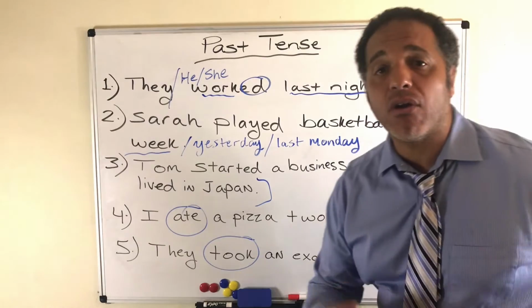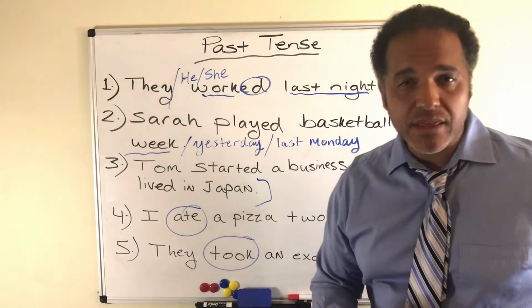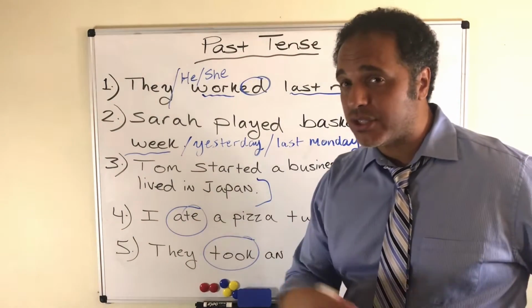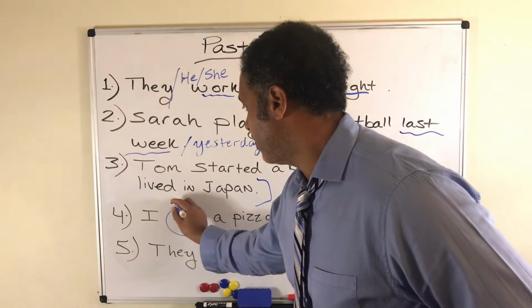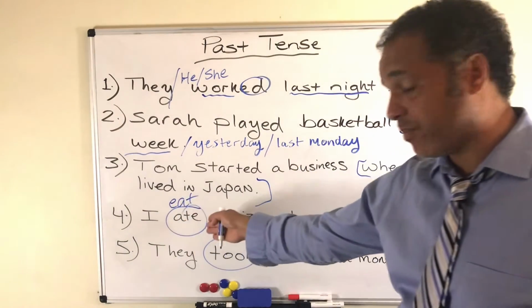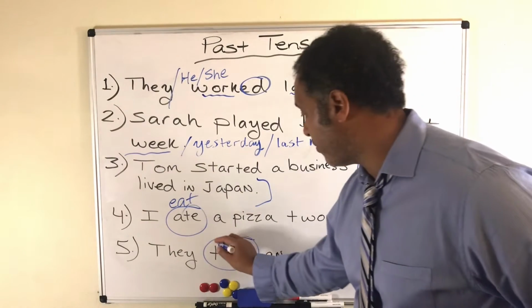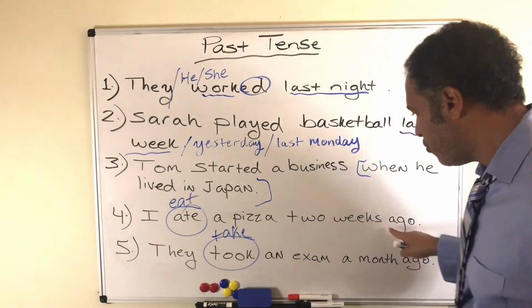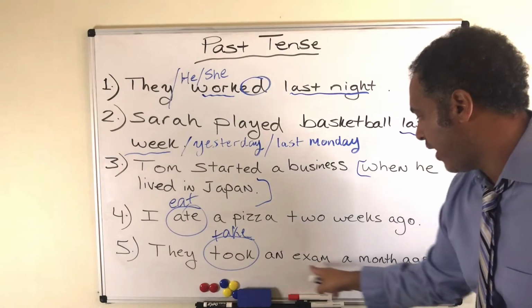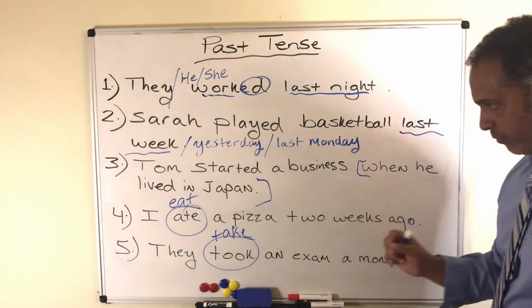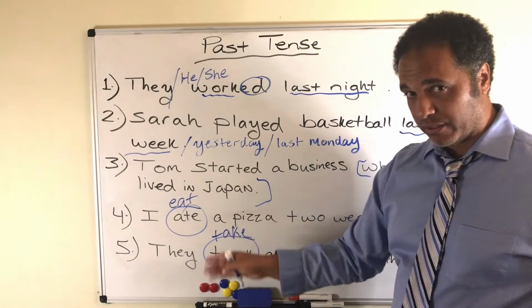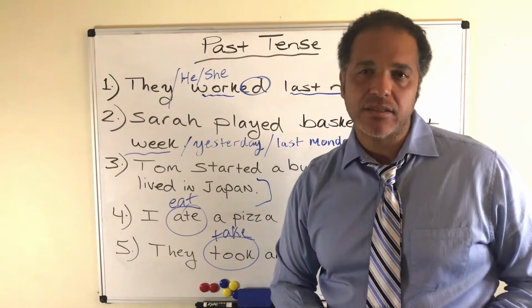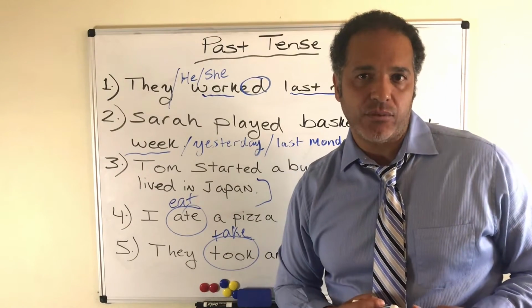These verbs here are irregular, which means when we make them past tense, we don't simply just put ed. All right? We are going to have to change the spelling completely. So ate is from the verb eat. But again, the spelling totally changes. Took is from the verb take. So, I ate a pizza 2 weeks ago. They took an exam a month ago. So, keep that in mind. There are some which we call irregular. And the irregular verbs, you just have to memorize them. And that comes with practice, that comes with reading, and more exposure to the language.